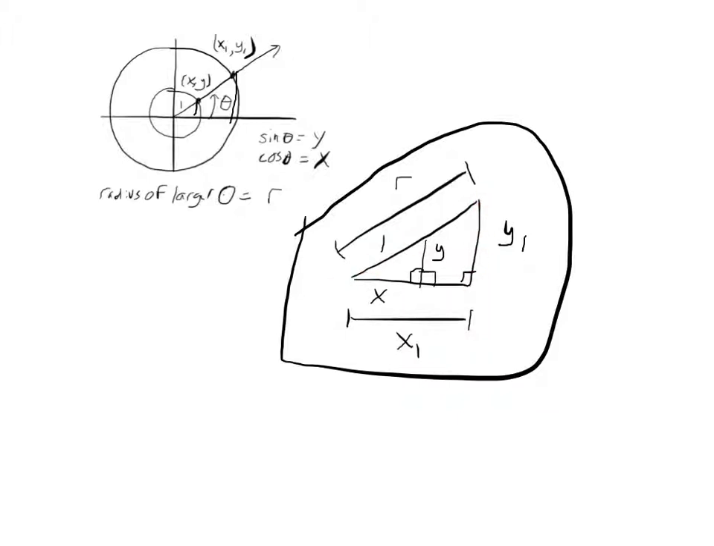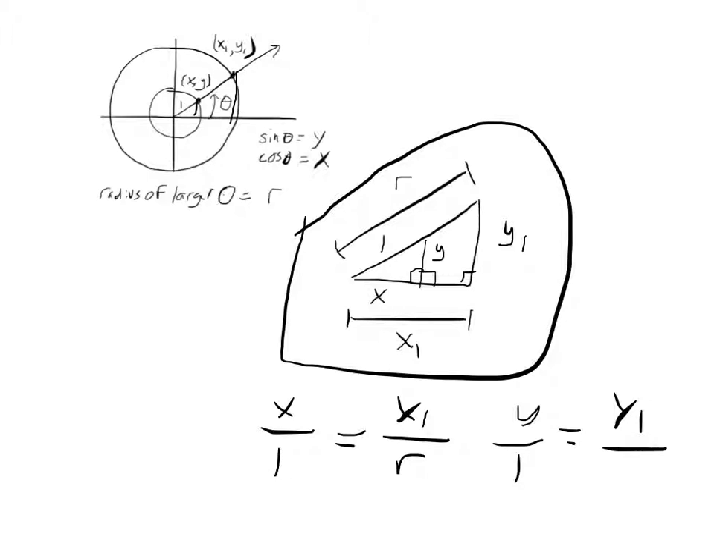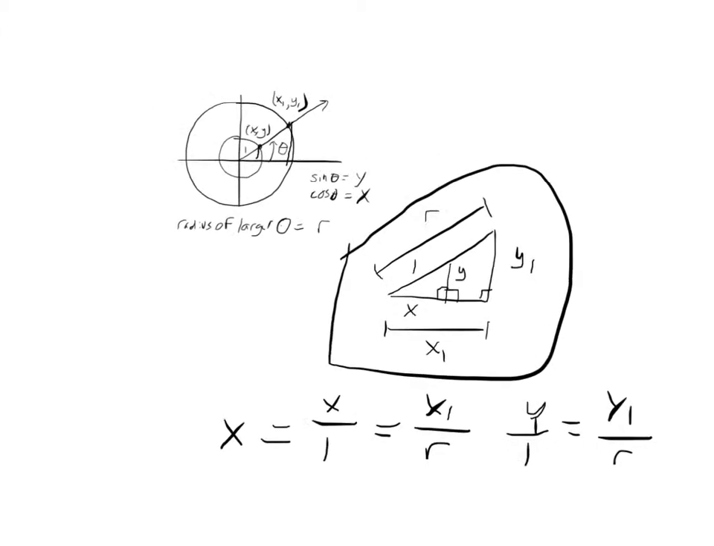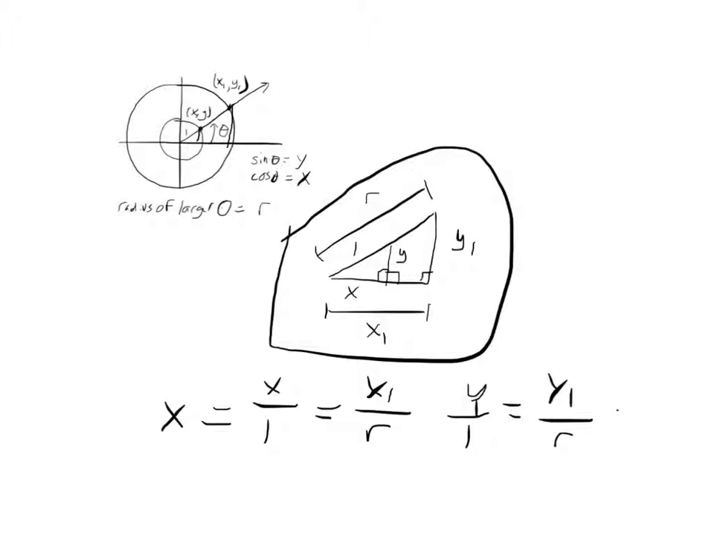And when we write that down, the ratios of corresponding sides of similar triangles are proportional. Let's note x over 1 is going to equal x1 over r, and y over 1 equals y1 over r. Well, x over 1 is x, and y over 1 is y.